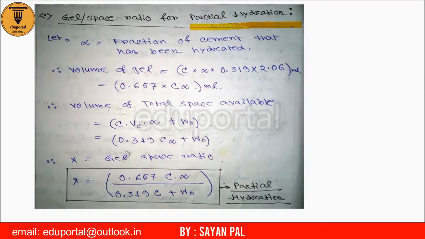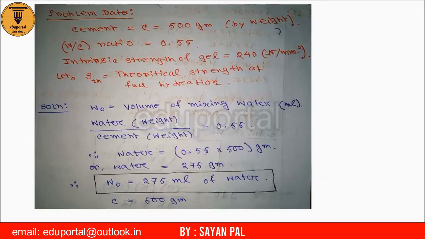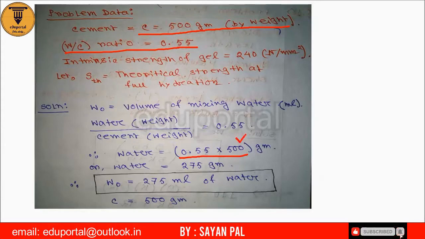Now we will solve the question. In our question, the weight of the cement C is given as 500 gram. The water cement ratio is 0.55. So from here the weight of the water can be determined: water is equal to 0.55 into 500, where 500 gram is the weight of the cement, that is equal to 275 gram of water. Because the density of water is 1 gram per ml, the volume of water is 275 ml. And C is equal to 500 gram.